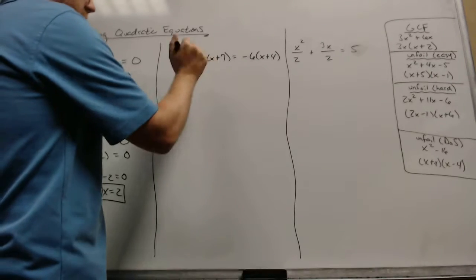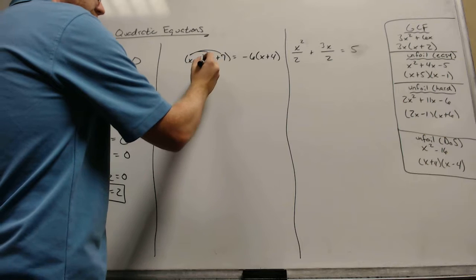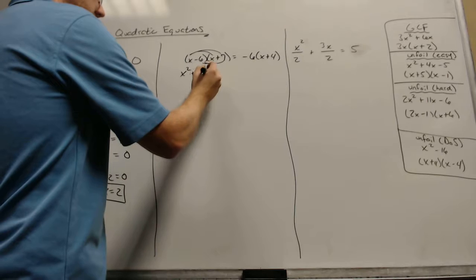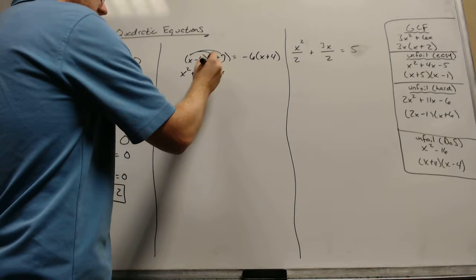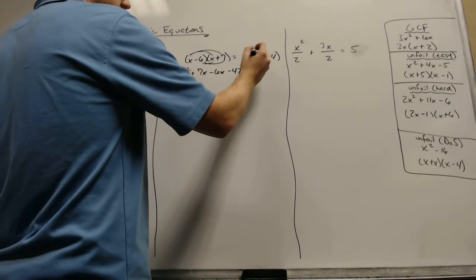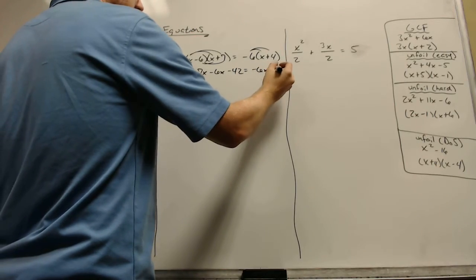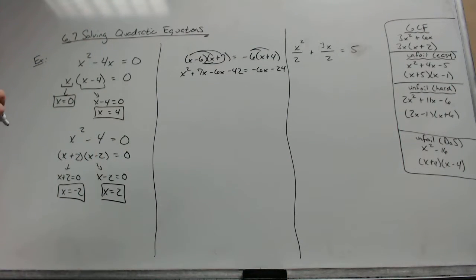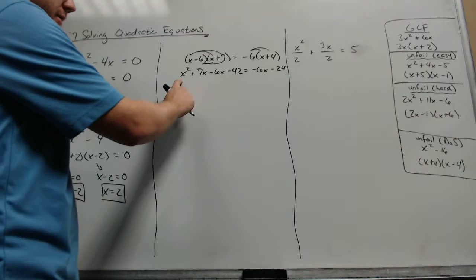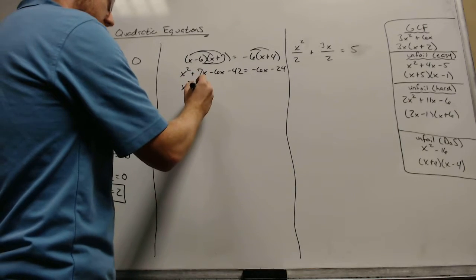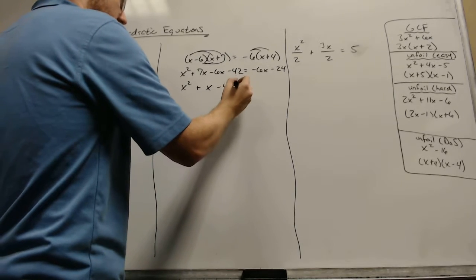So if we FOILed this out, we'd have x squared plus 7x minus 6x minus 42. I distribute over here, you have negative 6x minus 24. All right, now it's looking closer. I at least have a quadratic over here. Now I can see the quadratic happening. Let's group together some like terms. We have, that'd be plus x minus 42.